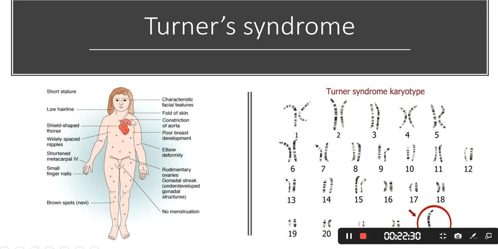Okay, what are the features you will see in a Turner syndrome female? A short stature, a low hairline. The shape of the thorax will be like a shield. It will be protruding outside. The nipples will be widely spaced. There can be brown spots on the skin.